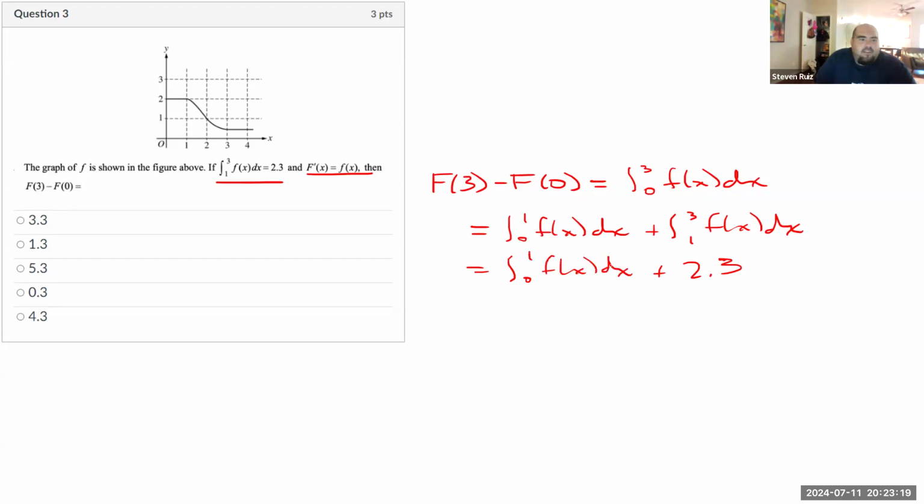Which means, how do I find, what is this? So this is the graph of lowercase f. So if I can find the value of the integral from 0 to 1 of lowercase f, then I have what I want. So that is going to be the area under the curve between these two vertical lines. And conveniently enough for us, that's a rectangle.